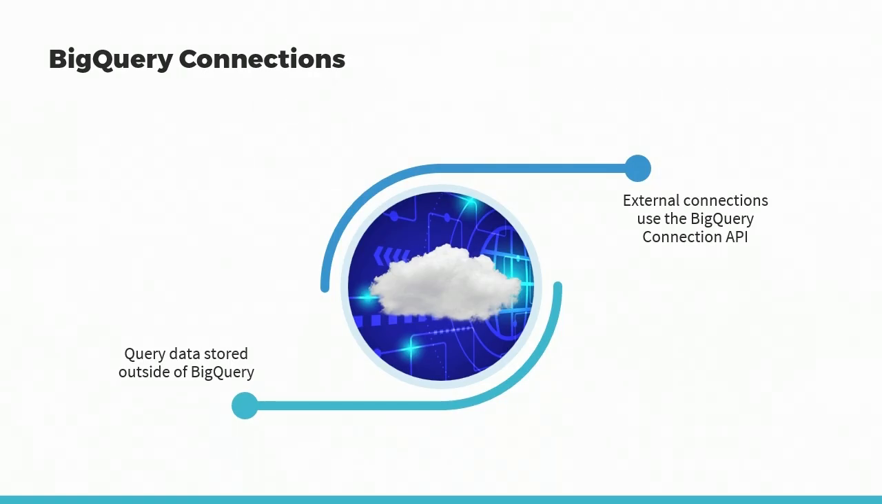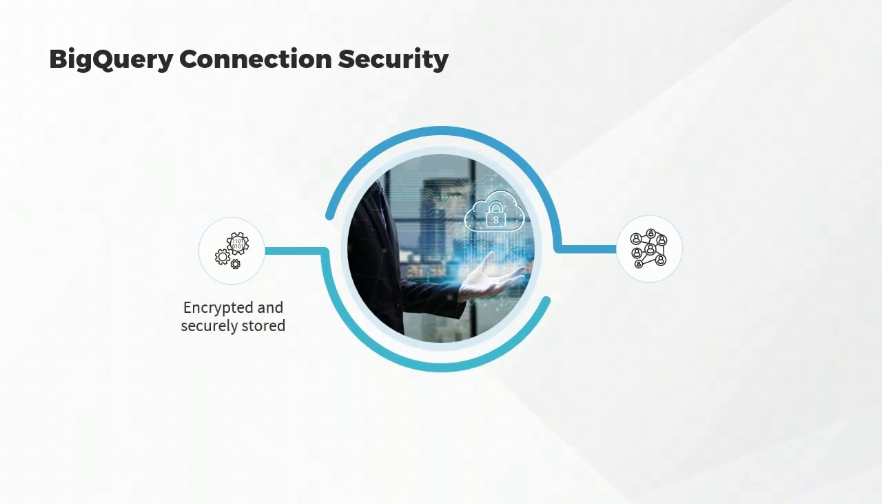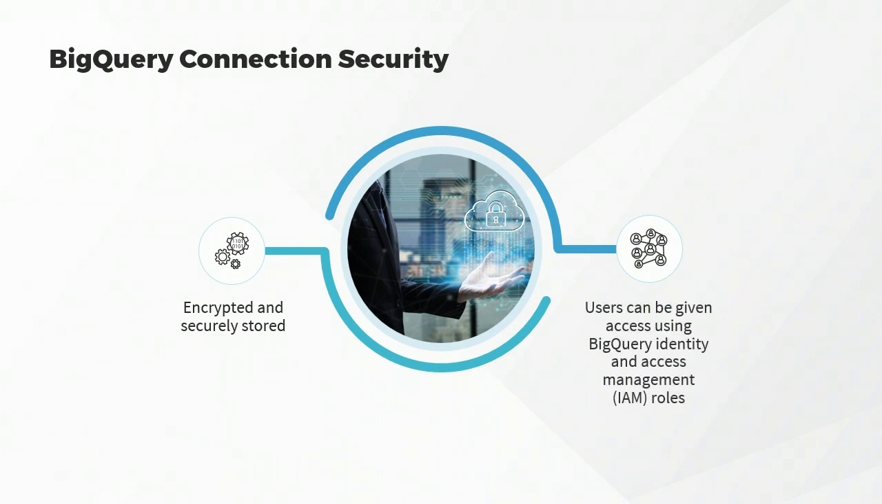So if I store details about customers in Cloud SQL and data about sales in BigQuery, and I want to join the two tables in a single query, I can use this Cloud SQL connection to the external database by using this connection API. Now, with BigQuery connections, obviously we should be worried about security. The connection is encrypted and securely stored in the BigQuery connection service. Users can be given access using BigQuery identity and access management roles, and you can grant them this kind of access so that people can utilize these connections that we have stored.